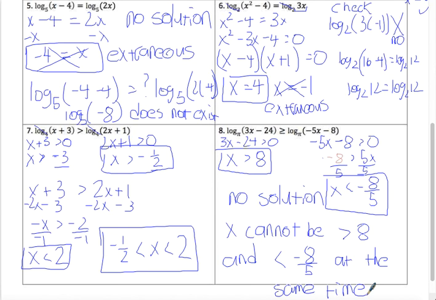Fun fact, the way mathematicians draw a contradiction is like this, because it's two arrows butting heads. All right, that's it.